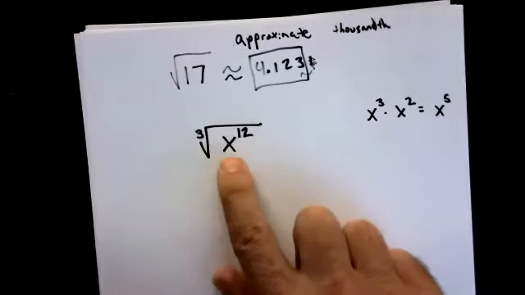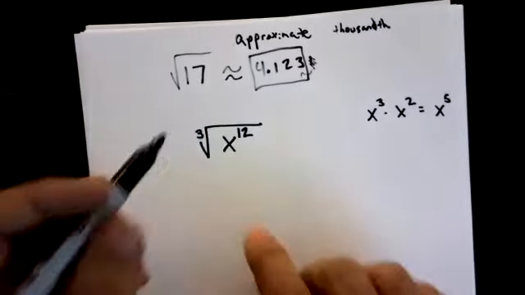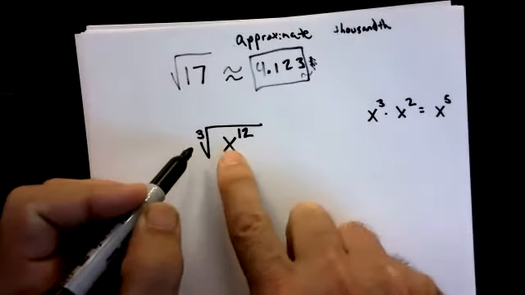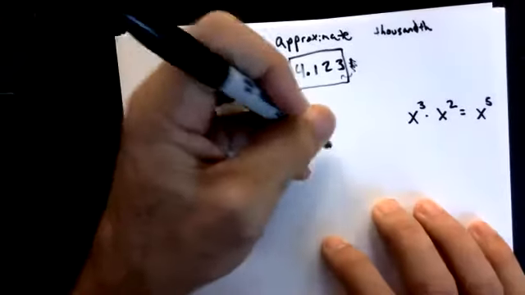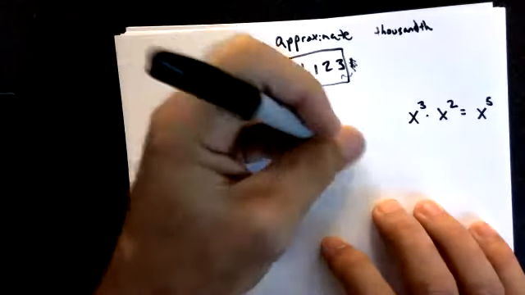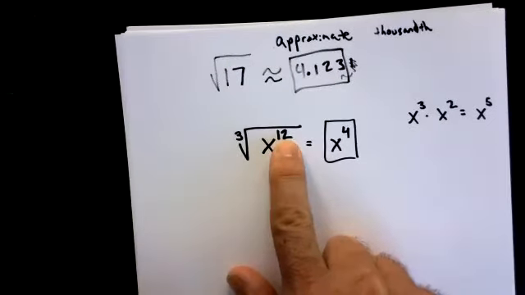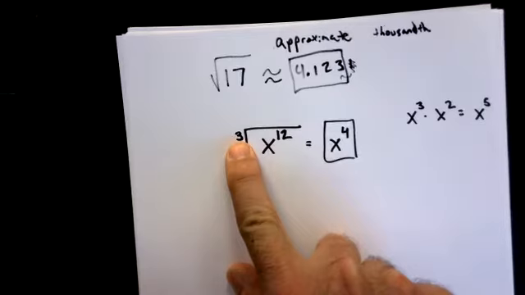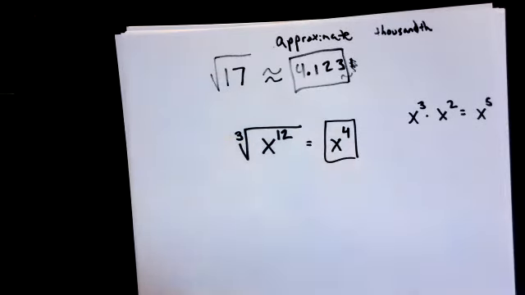So similarly, if we're taking the cubed root of this, we can just straight up divide. Basically, we need to figure out how many times 3 goes into 12. So the cubed root of x to the 12th is x to the 4th. You just divide. You take your exponent divided by your index. So 12 divided by 3 is your 4.